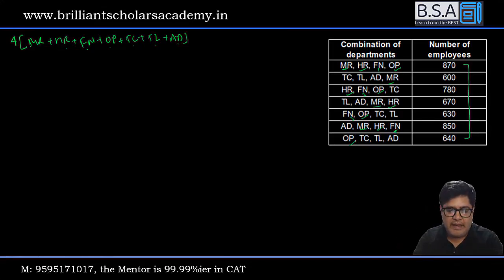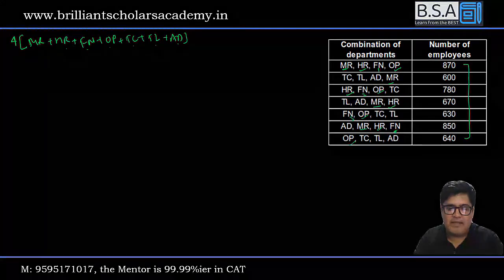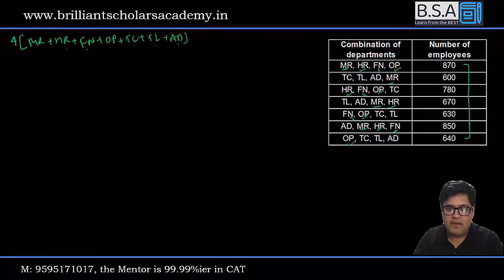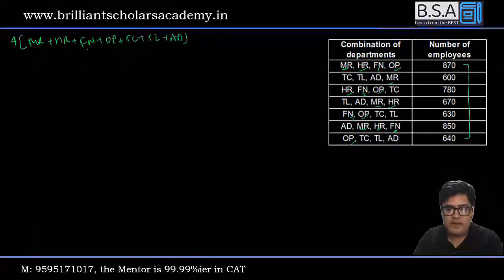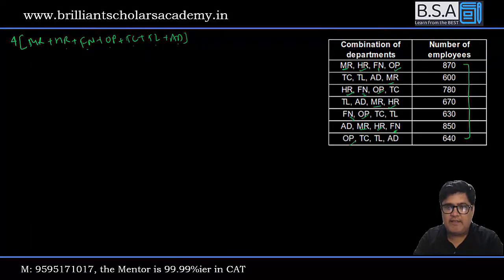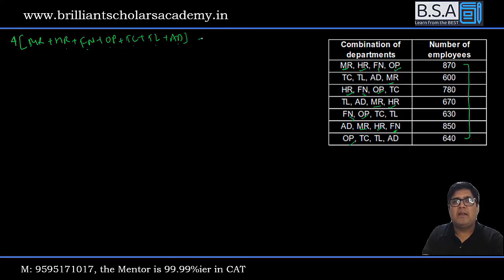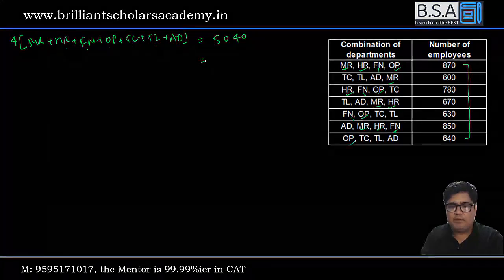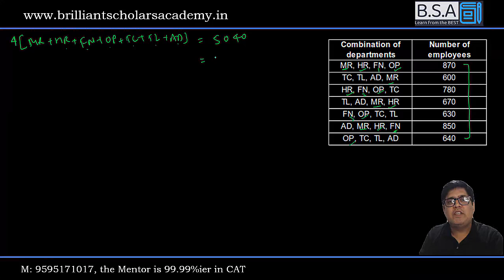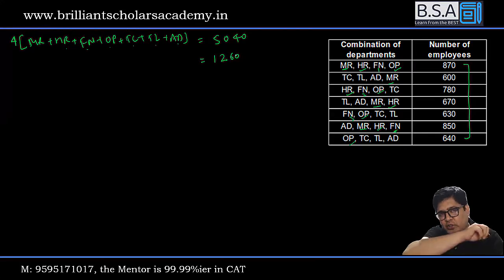So fire up your calculator and start adding numbers on the right side. What numbers do we have? 870, 600, 780, 670, 630, 850, and 640. So the total addition of all of them is 5040. Abhi lage haath, what you do is you divide it by 4. You divide this number by 4. So holistically what you have now is addition of everything once.